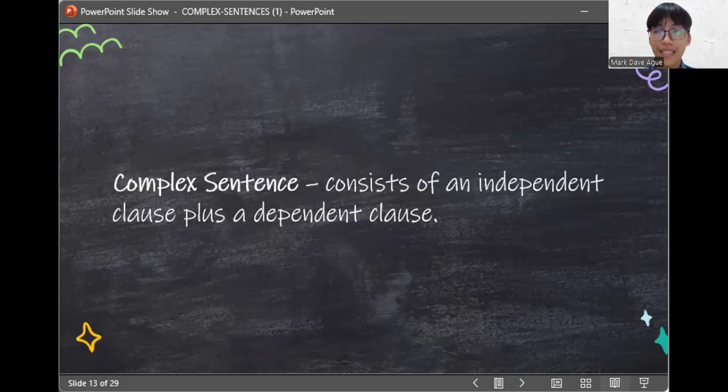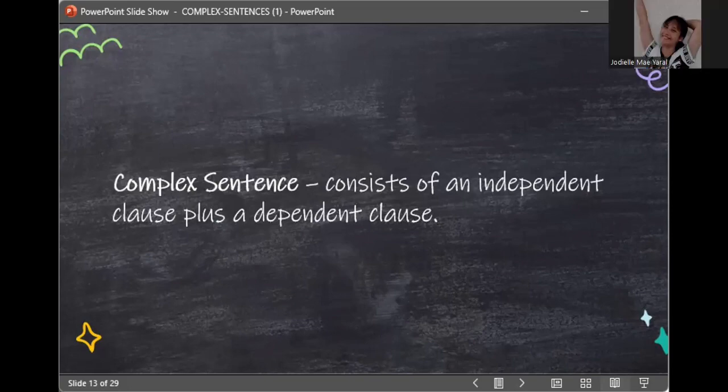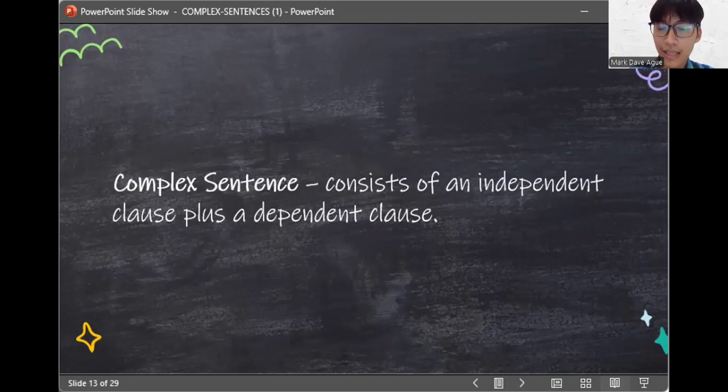Okay, so a complex sentence consists of an independent clause plus a dependent clause. Now, I know all of us already know what independent clauses and dependent clauses are. What is an independent clause again, Miss Yoral? An independent clause, sir, is a clause that can stand alone by itself without the help of the dependent clause. Okay, so independent clauses are clauses that can stand alone or that have a complete thought.